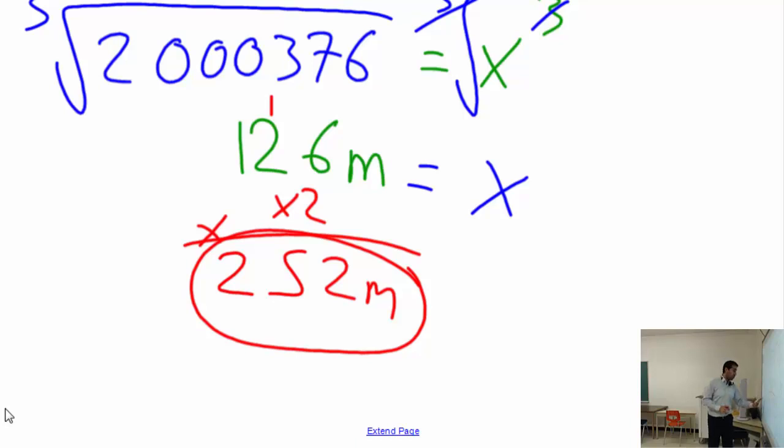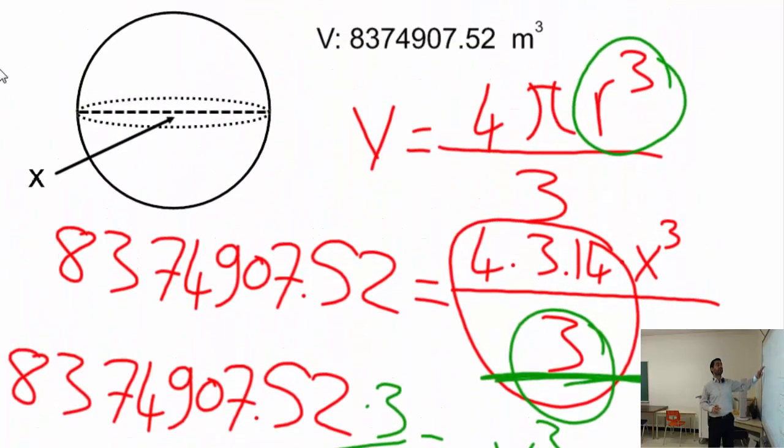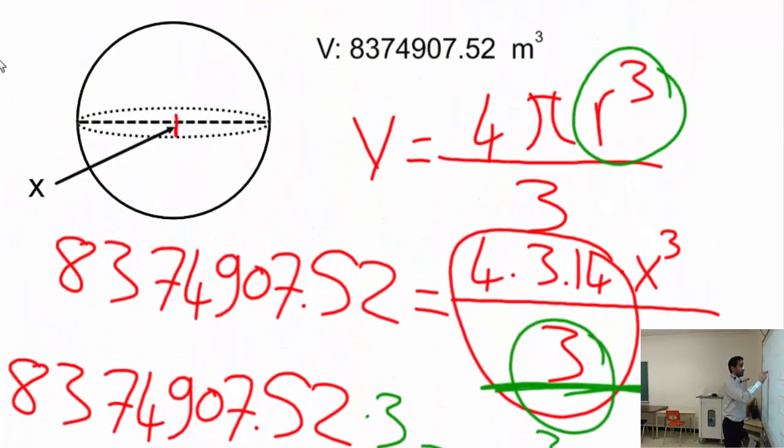So once you use the formula, you will always find out the radius. Unless the question is asking you for the radius, if it is, you stop. But if it is asking for the diameter, you need to multiply that by 2. So remember that, and let's practice.